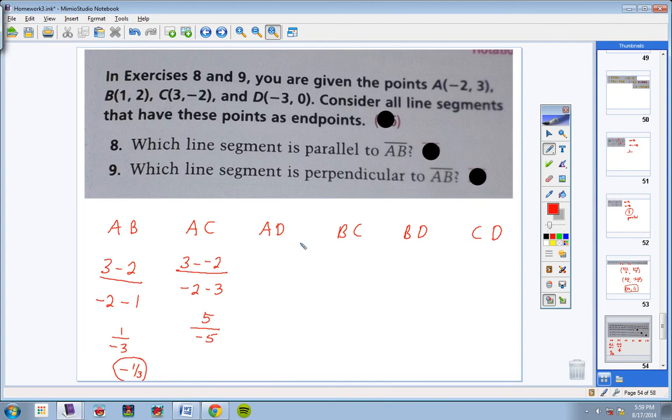Negative 2 minus 3 is a negative 5. And so a positive over a negative is a negative, and 5 over 5 is 1. Okay? Now let's go on to AD. Here's point A, and here's point D right here.